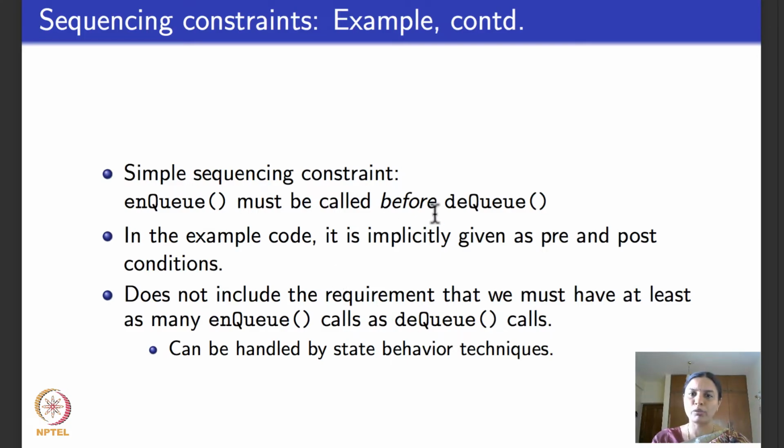NQ must be called before a DQ. Some sequencing constraints need to deal with history or memory or number, and they need state machines to be able to write them, which we will see in the next lecture.